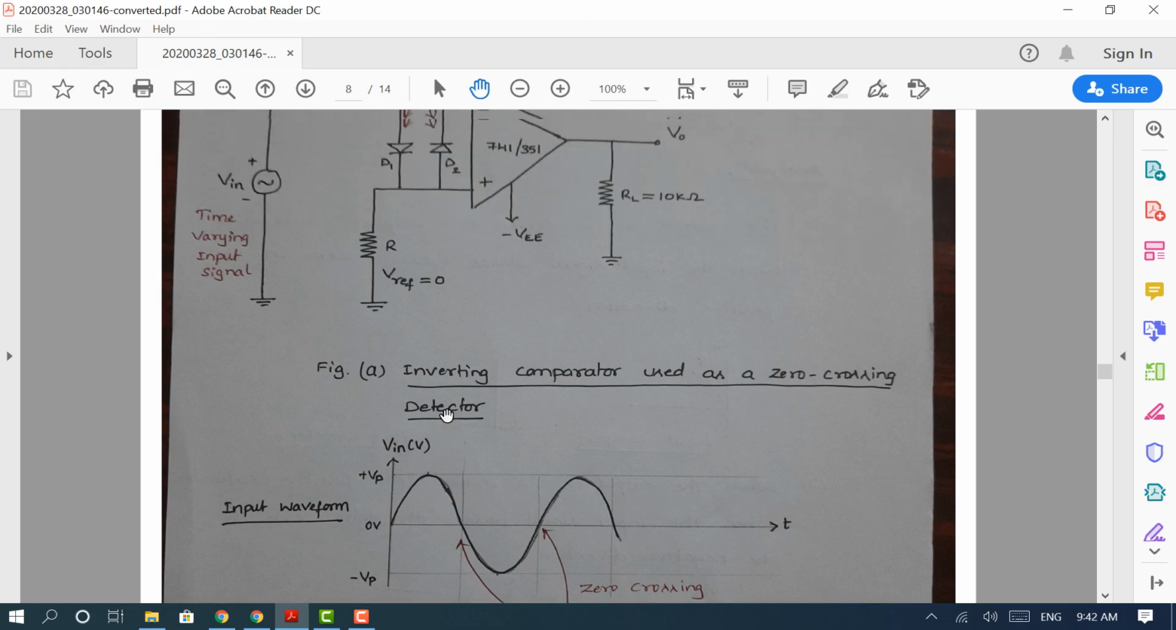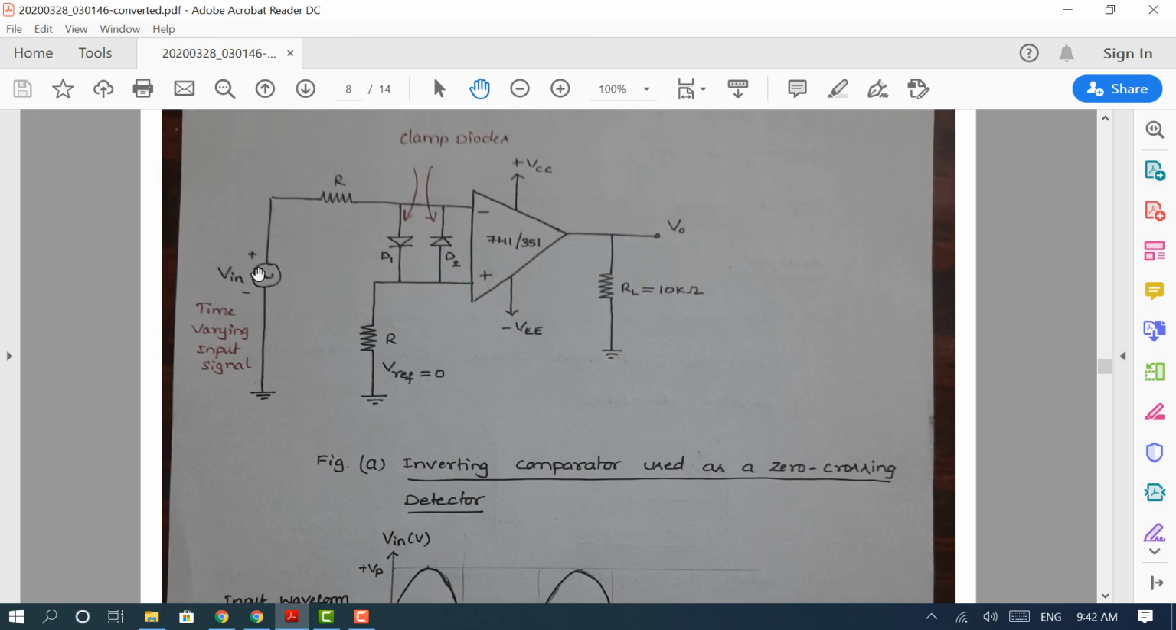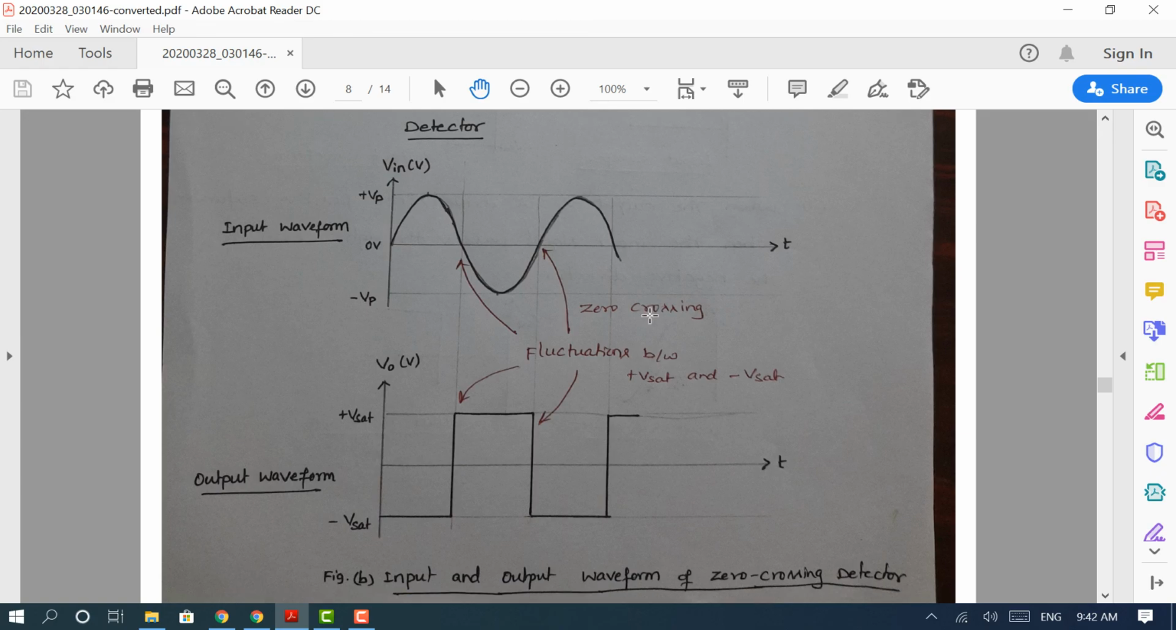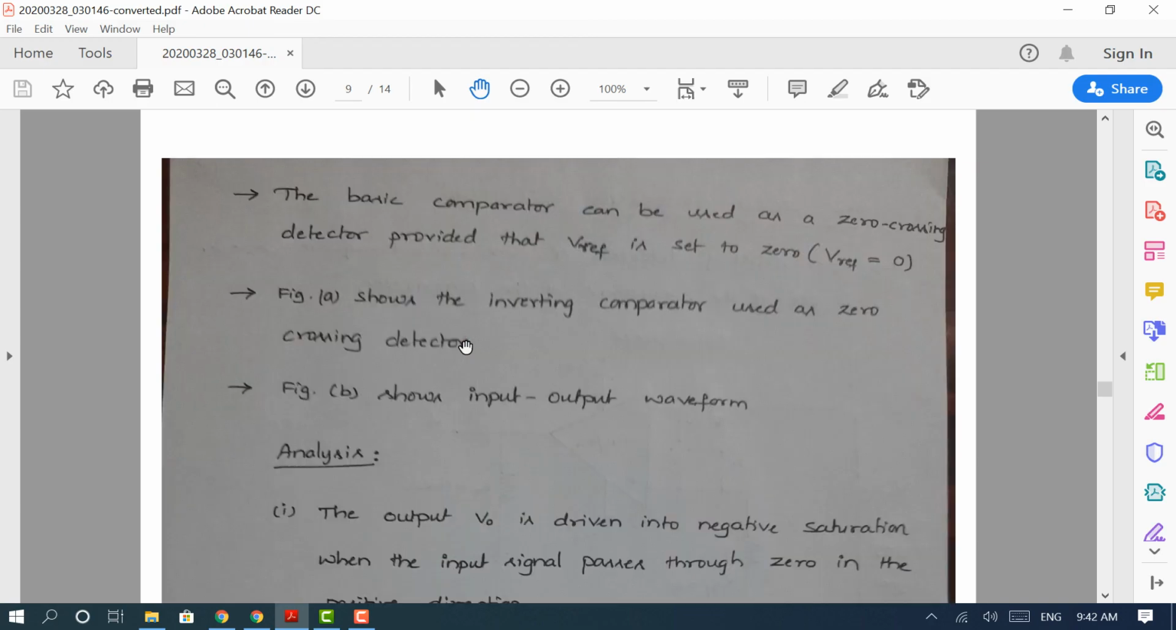When the input is greater than the 0 here, the reference is grounded, therefore it is 0. So therefore, V output goes to minus Vsat. When the input is less than this reference or 0, the output goes to plus Vsat. Accordingly, we can see the output waveform here. So this is an example of a comparator used as a zero crossing detector.